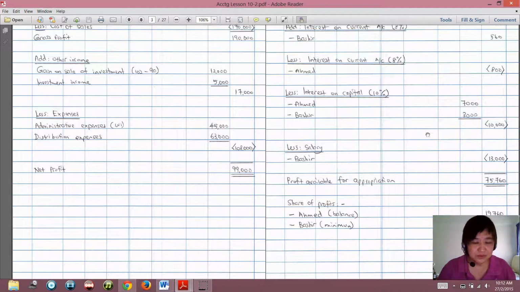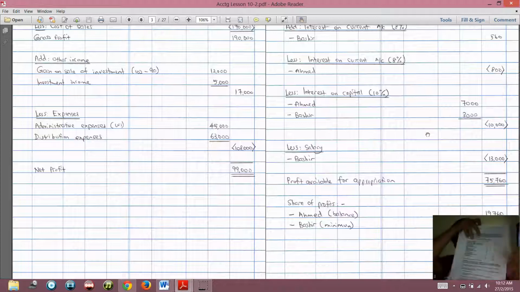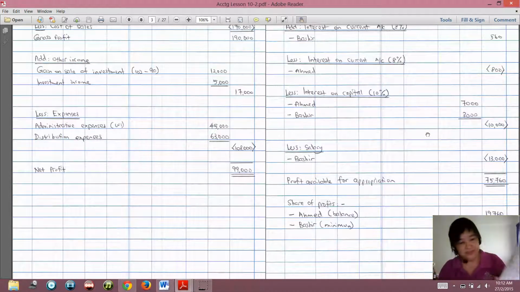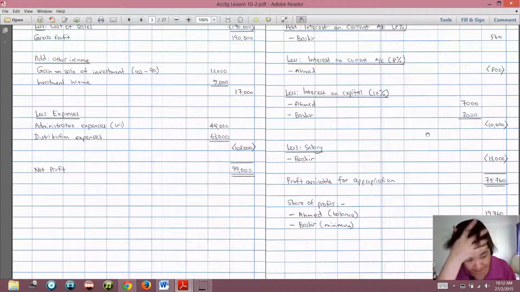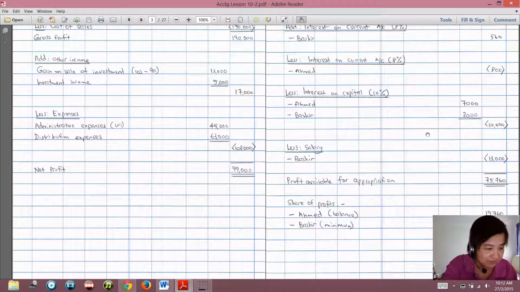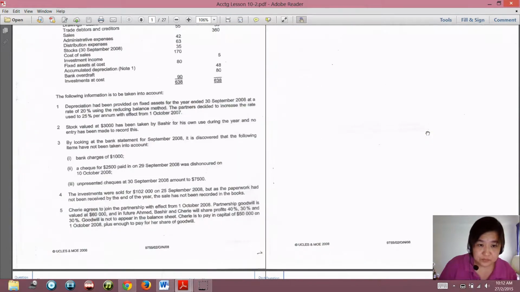Okay, so profit and loss account. So now you look at the question paper with you here. When I look at the question, it says that Ahmad and Bashir trade in partnership. Their partnership agreements allow 10% fixed capital and whatever. Okay, the following trial balance has been prepared at 30 September 2008. So capital account, Ahmad and Bashir. Then I look at the additional information 1 to 5.